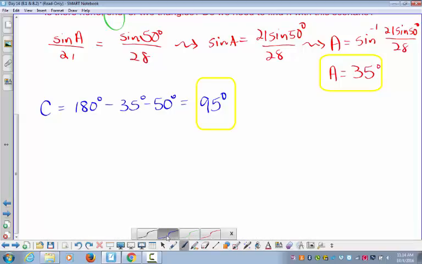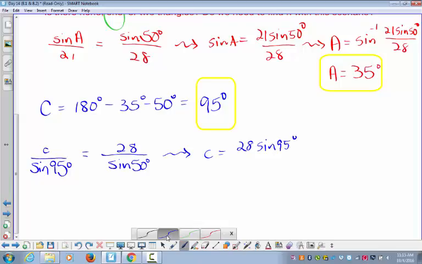Now that we found angle C, we can find side C. We'll use the same pair that we used above, but we have to flip it so that it's 28 over sine of 50 degrees. And that tells us that little c is 28 sine 95 divided by sine of 50. So we type that into our calculator, and we get this length, which was in feet. What do we get for that? 36 feet.